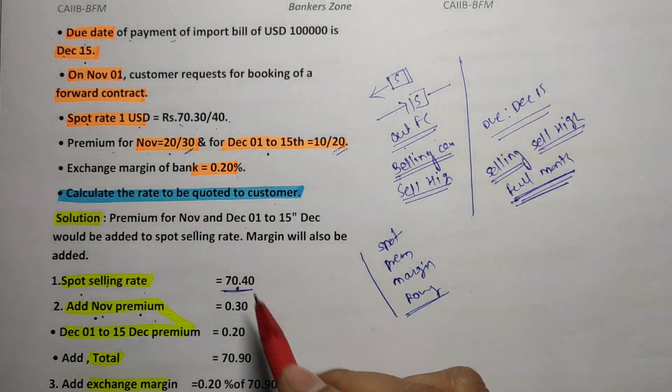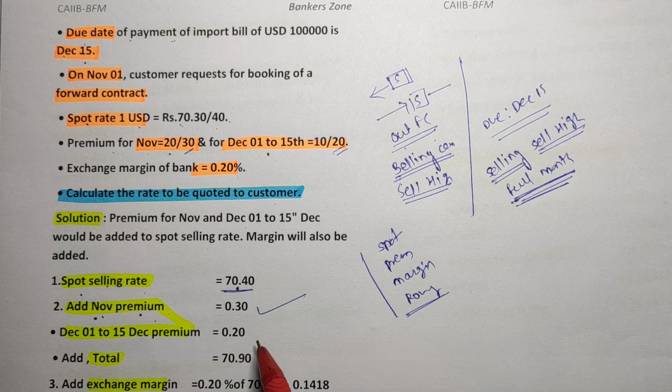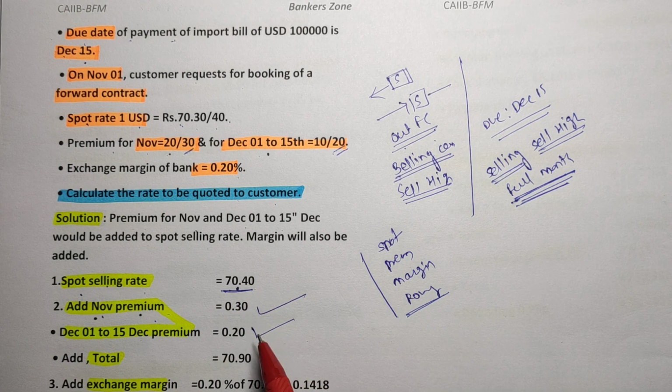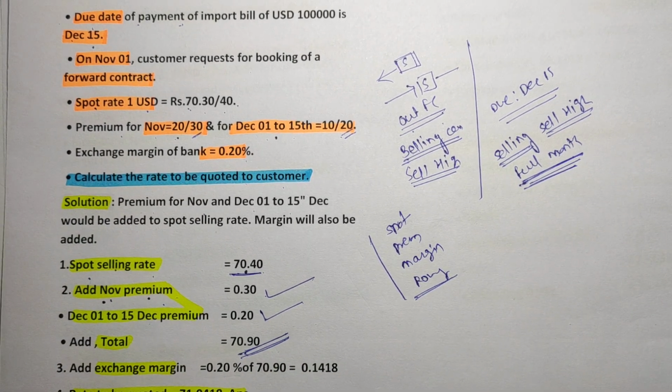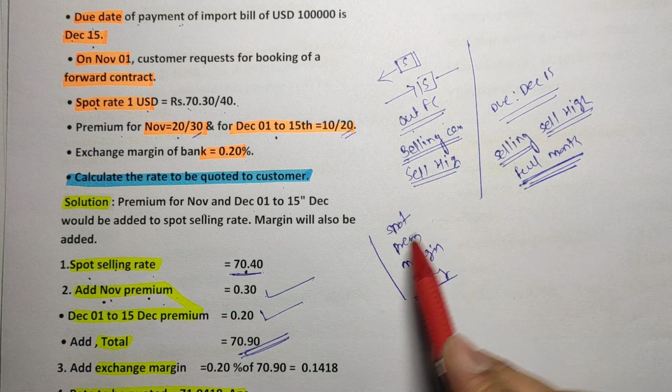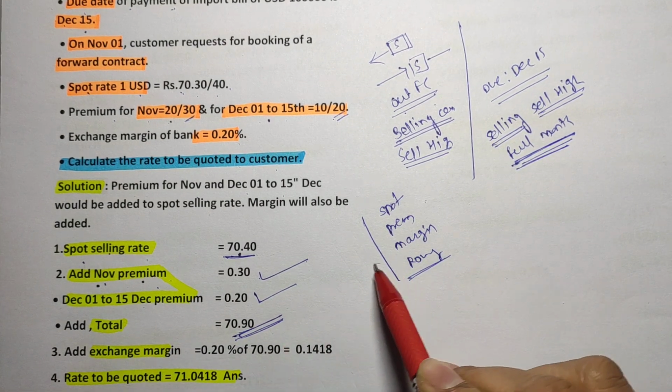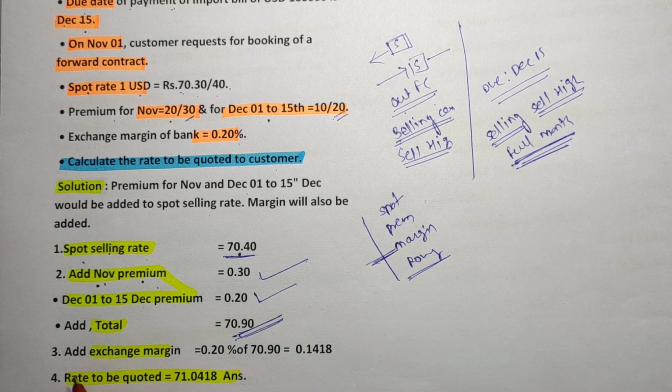So the November premium is 30, and the December premium is 20, that is 0.20. When you add this, 70.40 plus 30 points plus 20 points, you will get 70.90. Orally you can do the calculation. So we have the spot rate identification and the adjustment of the premium, and our next, third step is the adjustment of the margin.